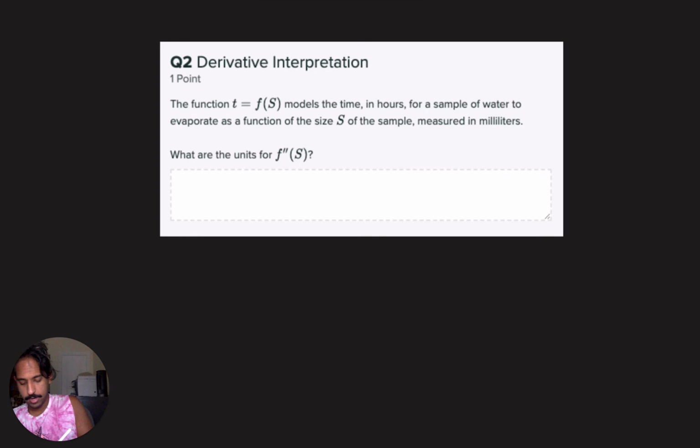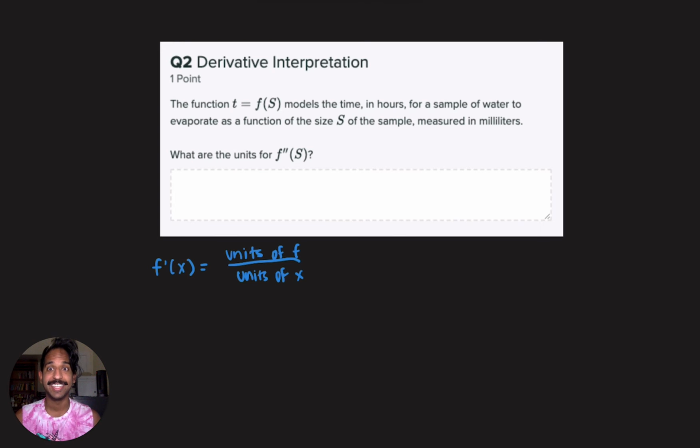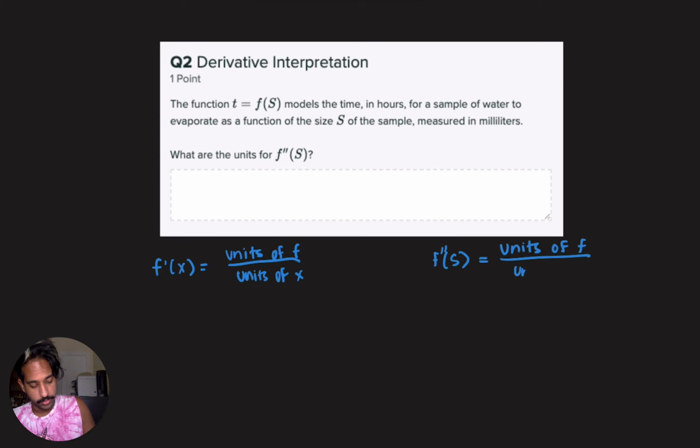As a reminder, if we have a function and we are trying to find f prime of x, it's always going to be the units of our function, so the units of f, over the units of x. That's how we determine our derivative. In this case, we have f of s, and so that means f prime of s, or f double prime of s, is going to be the units of f over the units of s squared, because we're doing that twice.